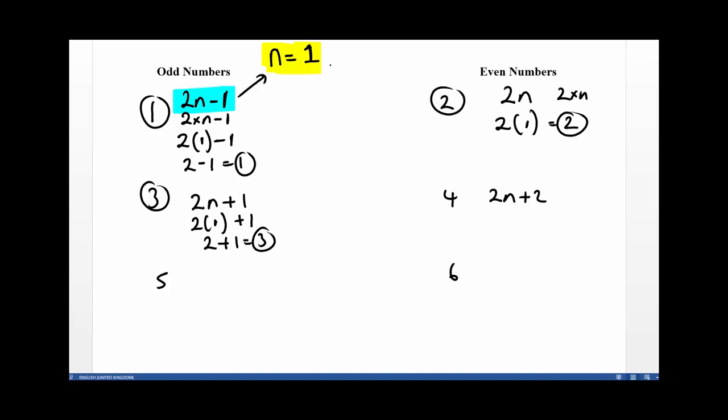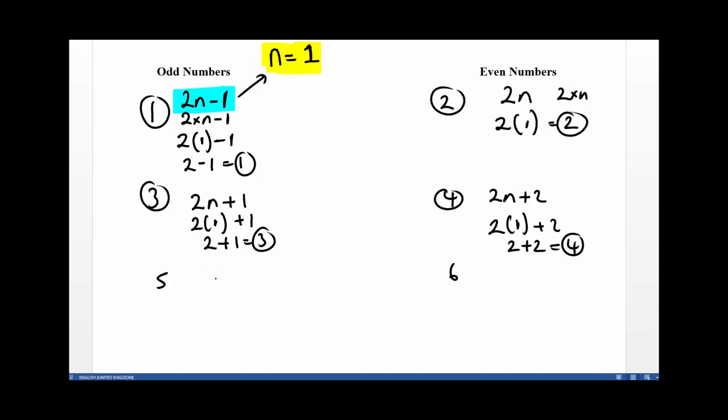If I said that n is equal to 1, will I get 4? 2 open brackets plus 2. 2 times 1 is 2. Add 2 is 4. Perfect.